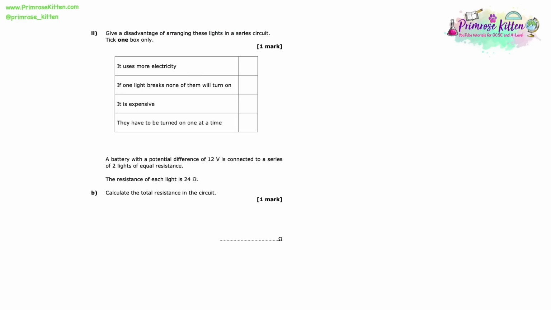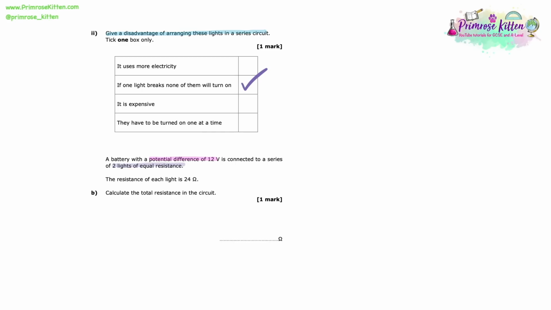So now we need to give a disadvantage of arranging these lights in a series circuit. Now, this is like the flip side of what we just said. The problem is if one light breaks, then you've broken that circuit and none of the other lights will turn on either. So that is our disadvantage.